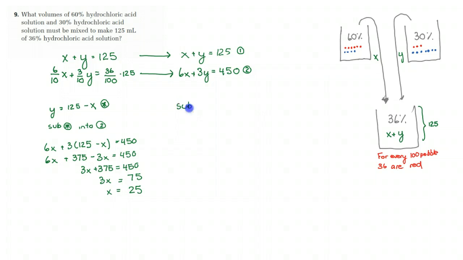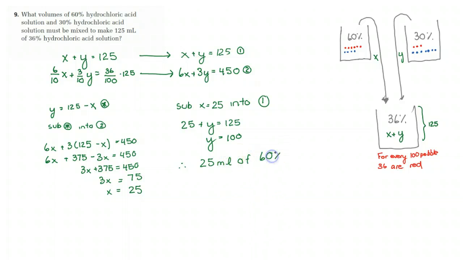Now we substitute x equals 25 into equation 1, because that's going to be easier. 25 plus y equals 125, so y is equal to 100. We subtract 25 from both sides. Therefore, I need 25 milliliters of the 60% solution, and 100 milliliters of the 30% solution.